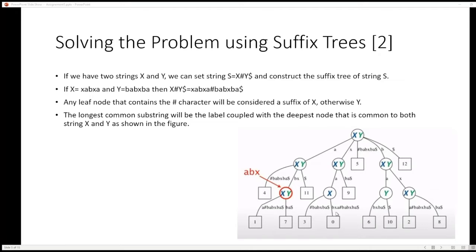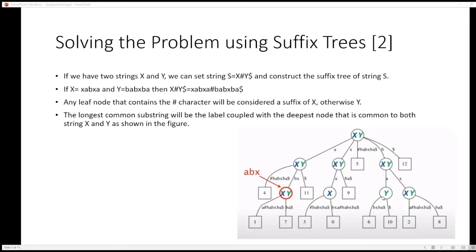Let's take this node as well. We see two children. Both children contain a hashtag character, which means both suffixes start from a character from x. So this node will be labeled as x. And we take, for example, this node, since both its children don't contain the hashtag character, the suffixes start from a character from y. So this can be labeled as y.